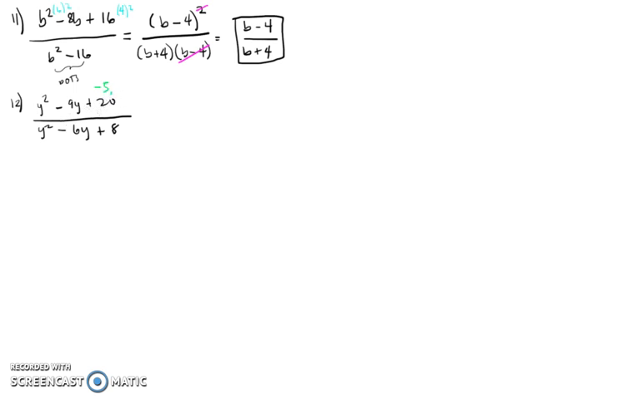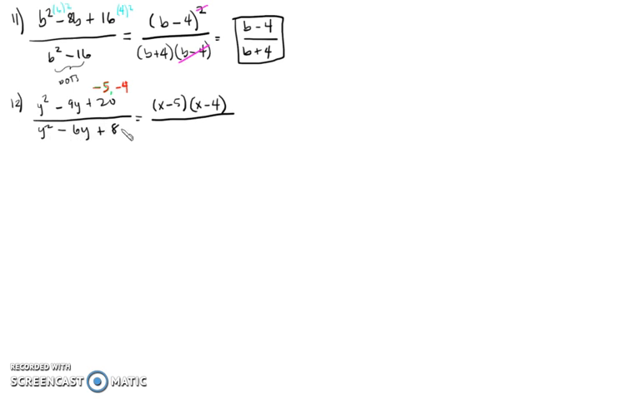Let me change color. Negative 5 and negative 4. If I multiply negative 5 and negative 4, it gives me positive 20. But when I add these, it gives me negative 9. So I will rewrite it. That would be x minus 5 quantity x minus 4, all over. We're done with the numerator. Now we proceed with the denominator.